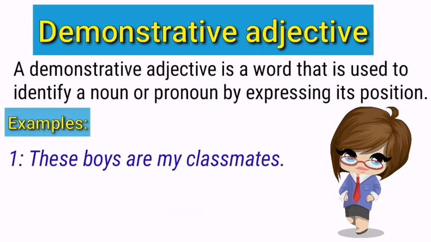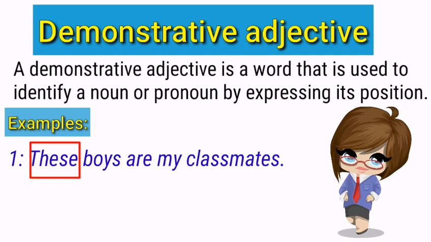These boys are my classmates. Look at this example, the word, these, is a demonstrative adjective, but the question is how? The simple answer is that after this word the noun, boys, is directly used. So, that is why it is called a demonstrative adjective. You also need to remember that after this word you have to use a plural noun, but if you use a singular noun then it is considered to be incorrect.